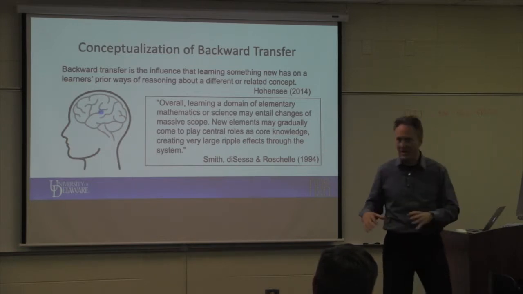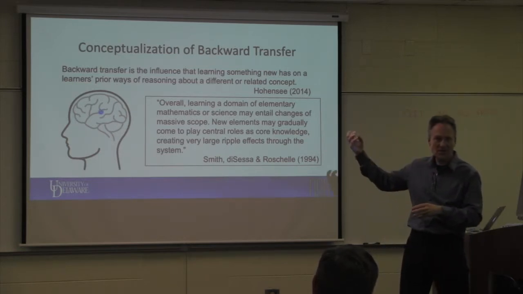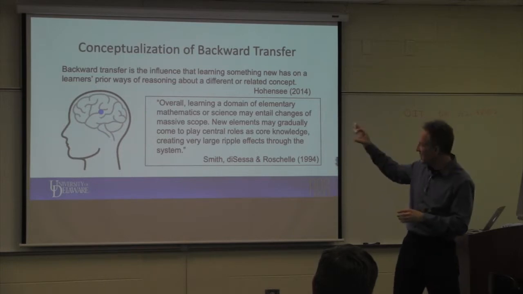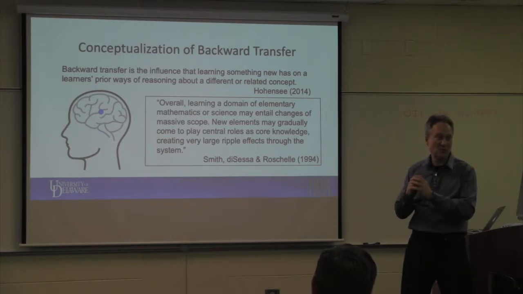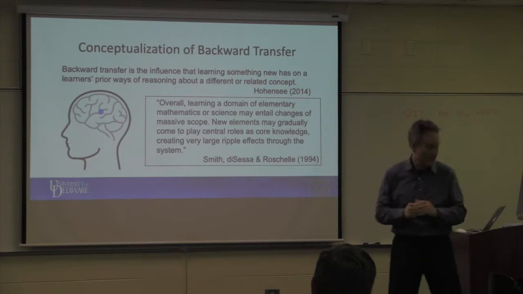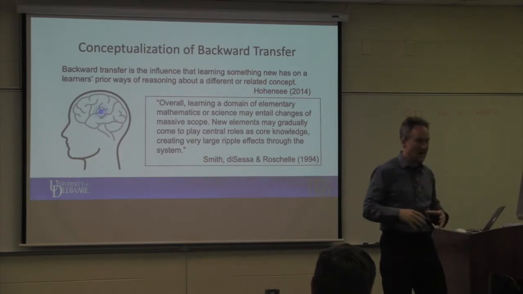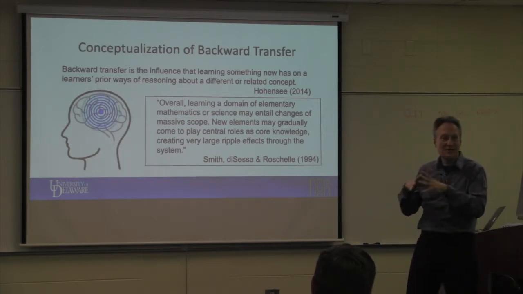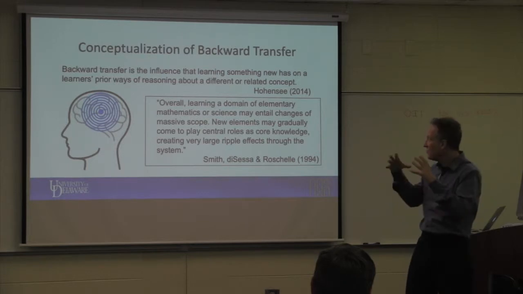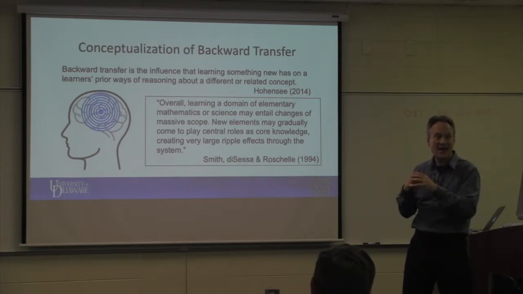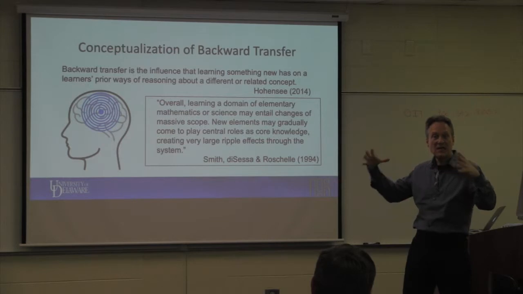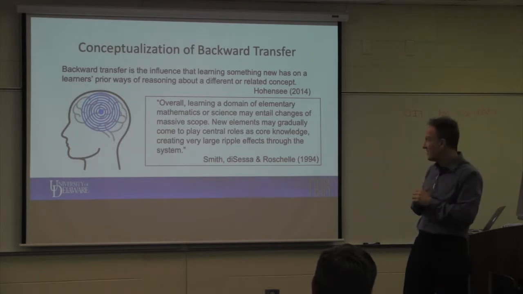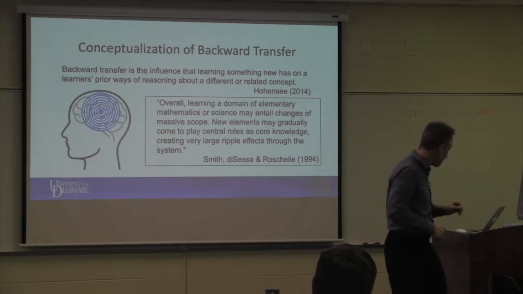So for example, this is a metaphor, but imagine you learn something, and that blue dot, let's just imagine that that's the new learning that's taking place in your mind. What I'm thinking of with backward transfer is that it could be this ripple effect out through the cognitive system, that as you learn something new, it can influence other cognitive systems that are in your mind.